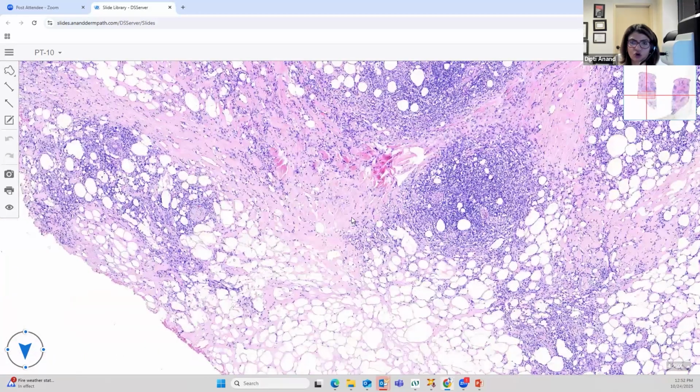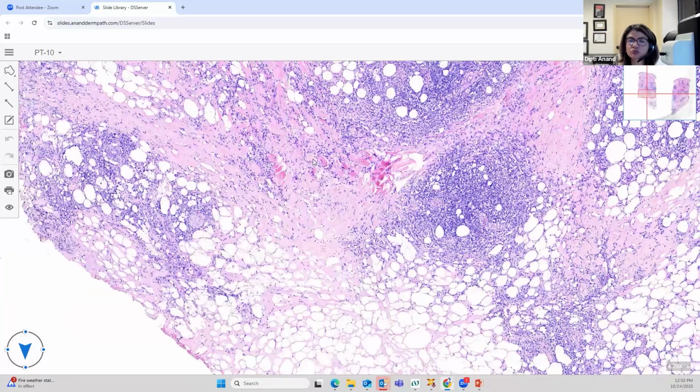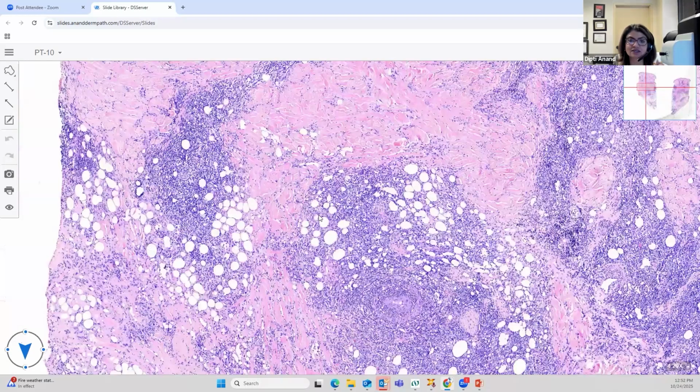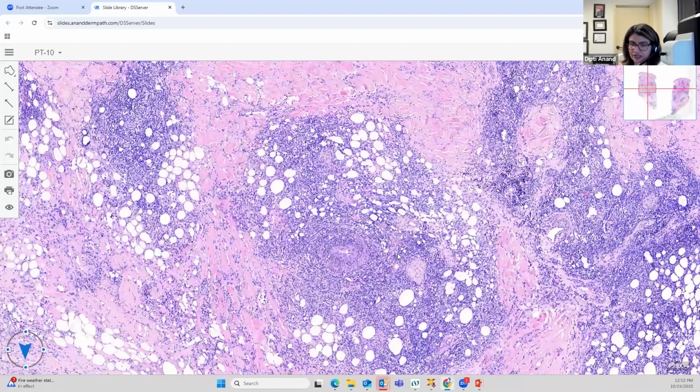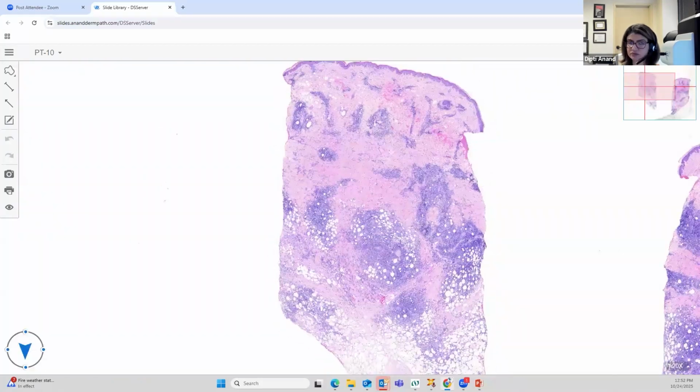CD123 is a marker that we often do because in lupus, CD123 will highlight nice clusters of plasmacytoid dendritic cells in the dermal infiltrate. So whenever we see a superficial and deep lupus-like infiltrate, sometimes if you're confused, you can add in a CD123, because clusters of plasmacytoid dendritic cells in the dermis will indicate lupus. Okay, so that is about lupus profundus.